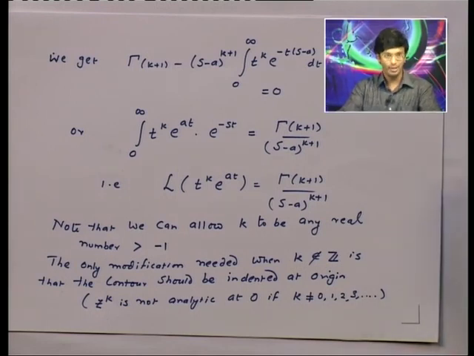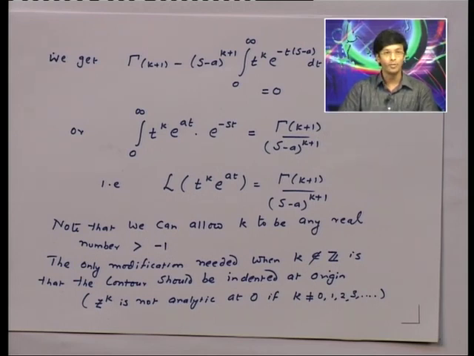Therefore, whatever integral that you want, namely the integral from 0 to infinity of t to the power k e to the power at e to the power minus st, is gamma k plus 1 upon s minus a to the power k plus 1. Therefore, the Laplace transform of t to the power k e to the power at equals gamma of k plus 1 upon s minus a to the power k plus 1. This is the correct argument.